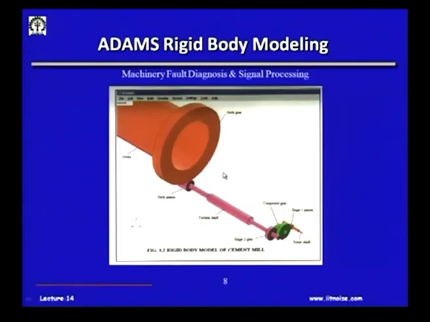And then of course, another study which we did was just to see the dynamics of the bearings. This is another view of the cement mill. This is the stage 1 pinion, the rotor shaft, the compound gear train, the torsion shaft, the girth gear, and this is the drum. So, you can imagine the dimensions of the problem.